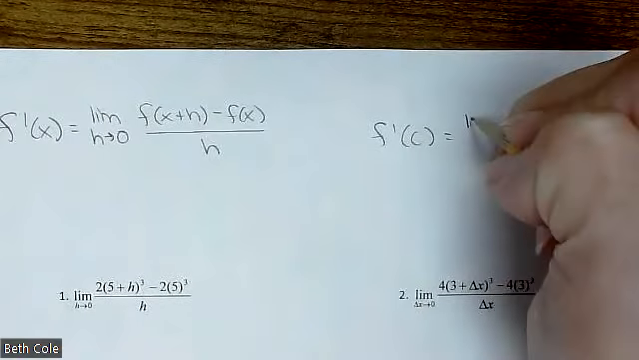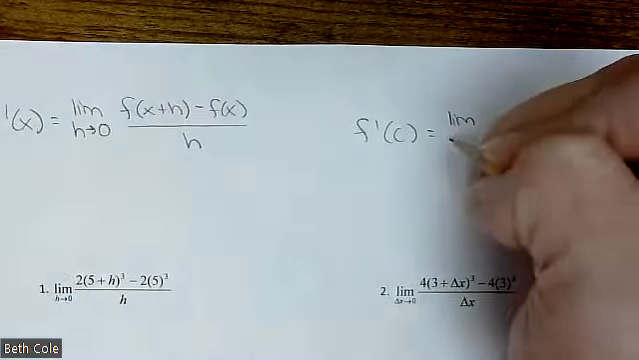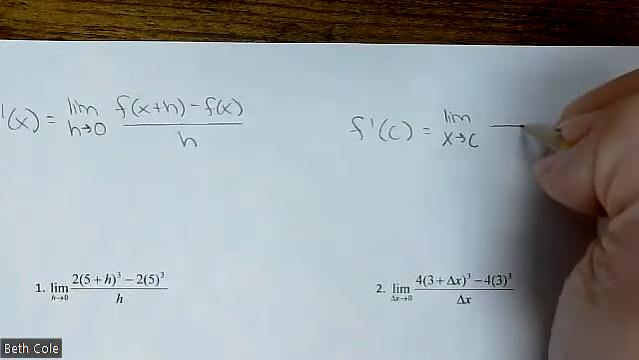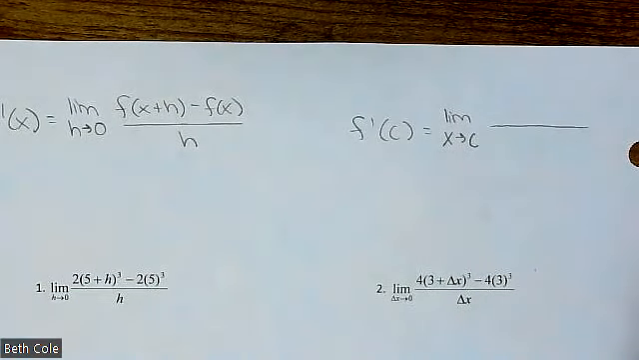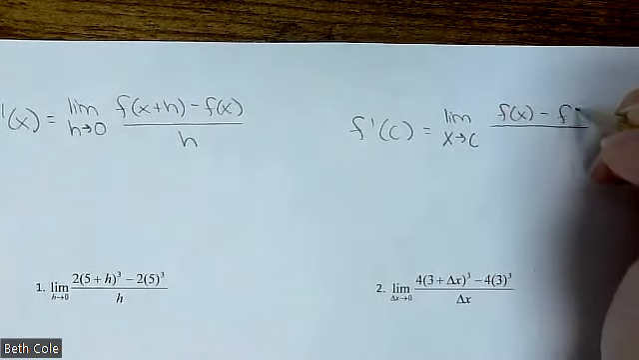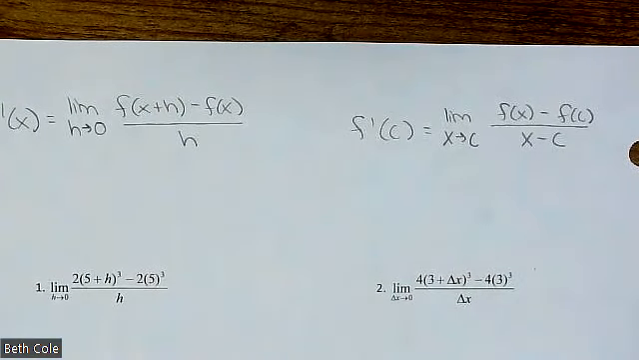The other one also has a limit. There's no h in this one because we just use x. x goes to c, and again, c would be a number. So limit as x goes to 3, or limit as x goes to 47. Bless you. This one looks a lot like a slope. What is on the numerator? Good. f of x minus f of c over x minus c. Good. It looks like a rate of change, which it is.